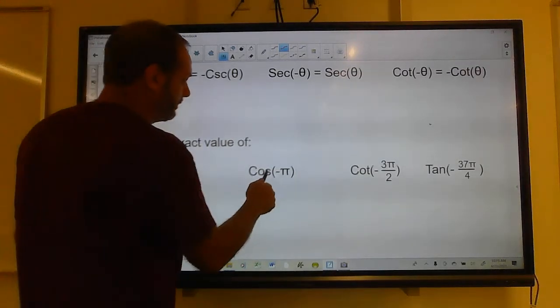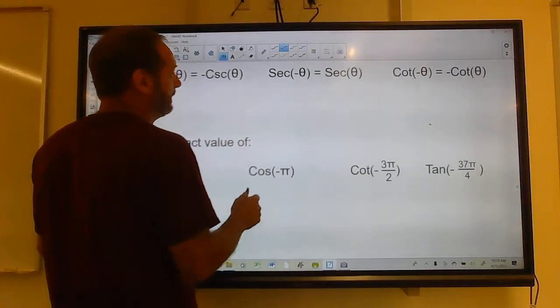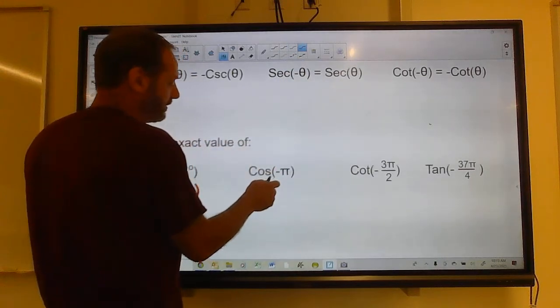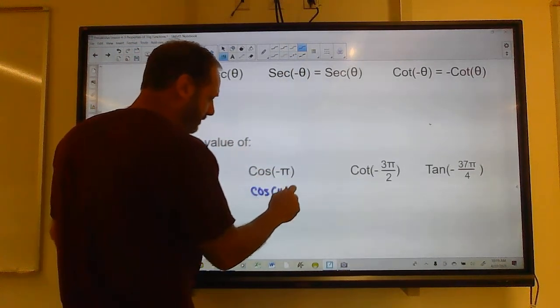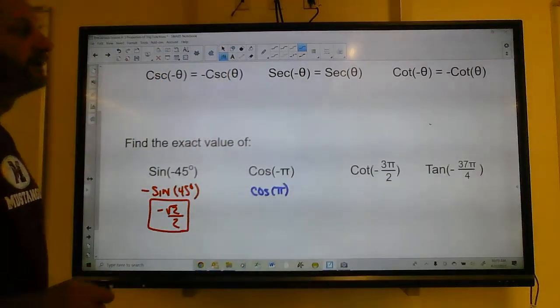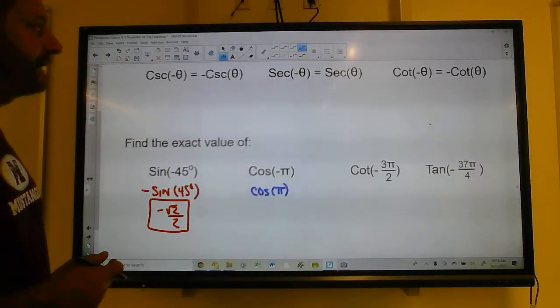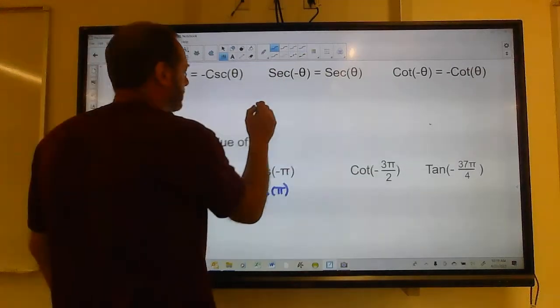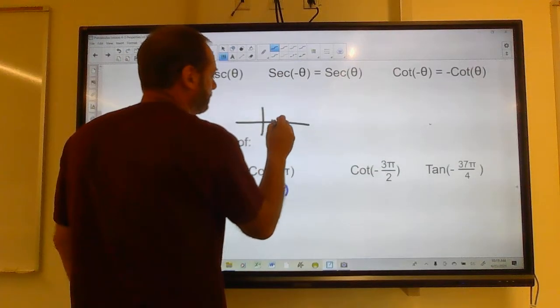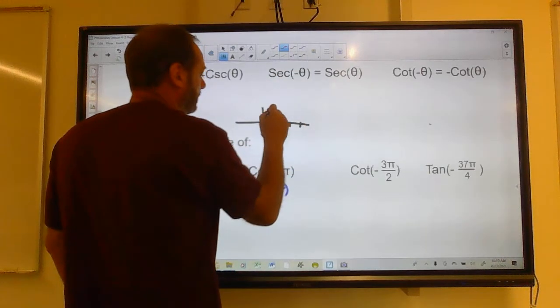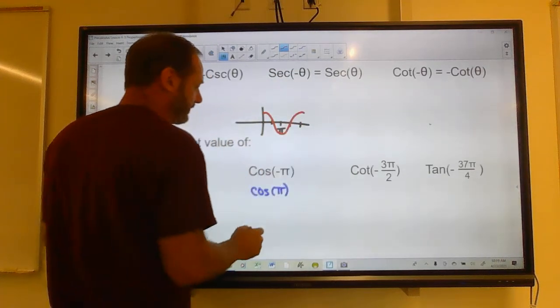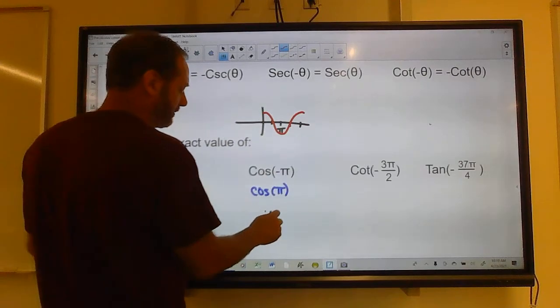Okay, cosine of negative pi. Well, cosine, I can just get rid of the negative, so that's equal to the cosine of pi. All right, cosine of pi, I always have to draw the picture, I can never remember it. So, this would be pi right here, and cosine looks like that. So, hey, that's going to be negative 1.